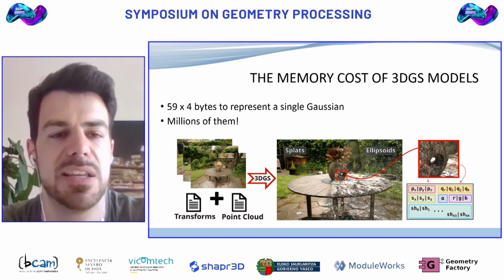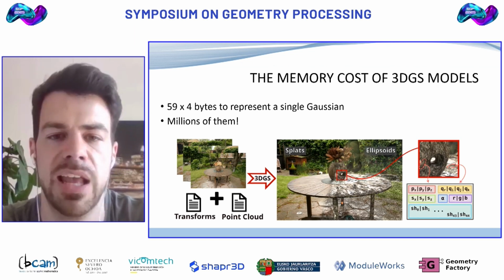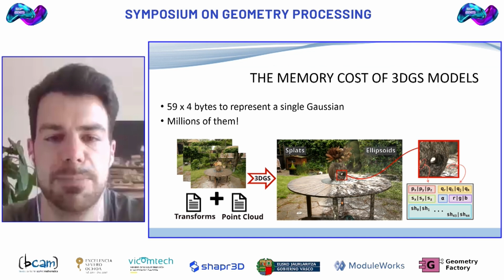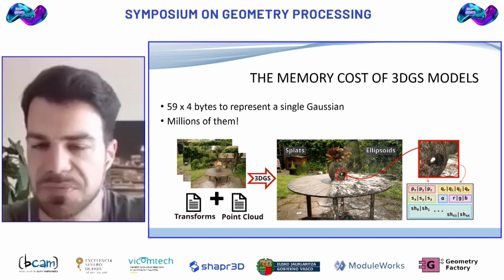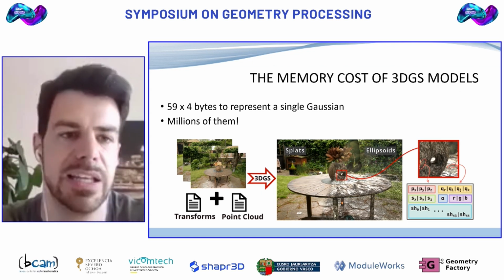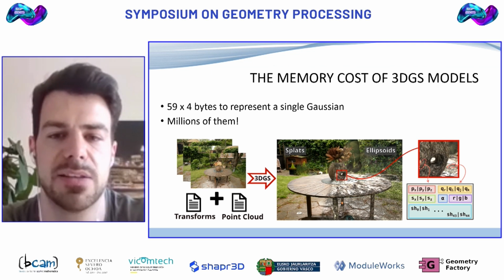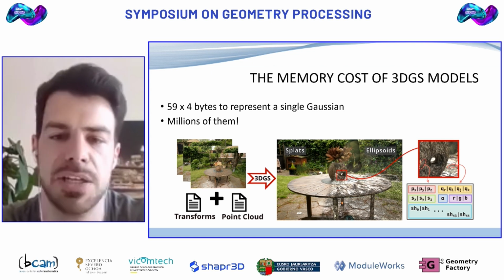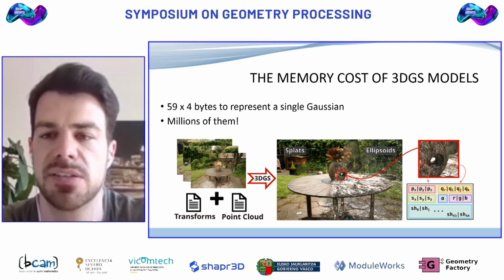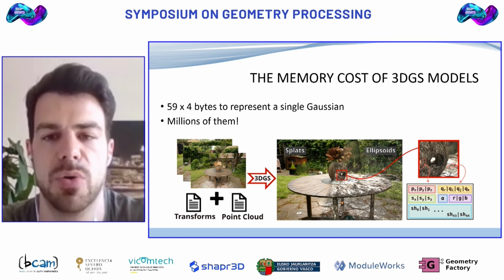And as we can see here, for some illustration, each of these many ellipsoids that we see here in the center images on the right-hand side, each of them basically requires 59 times 4 bytes to represent. And those go into position, rotation, scaling, the color, some view-dependent effects. So it's quite expensive per primitive.